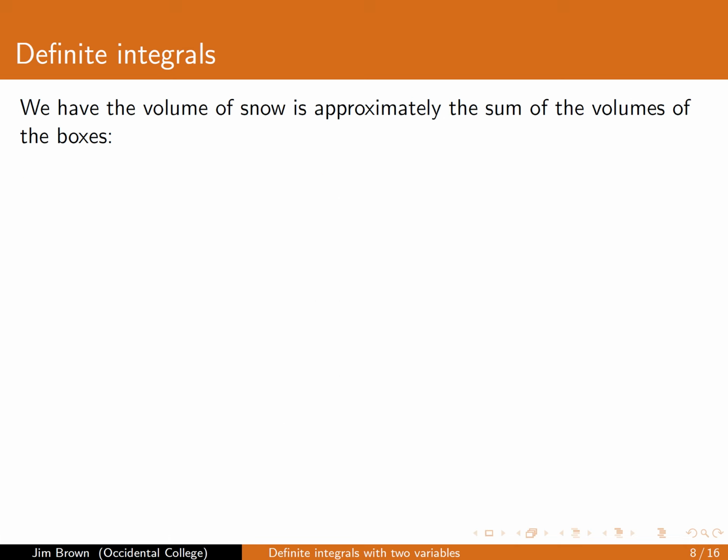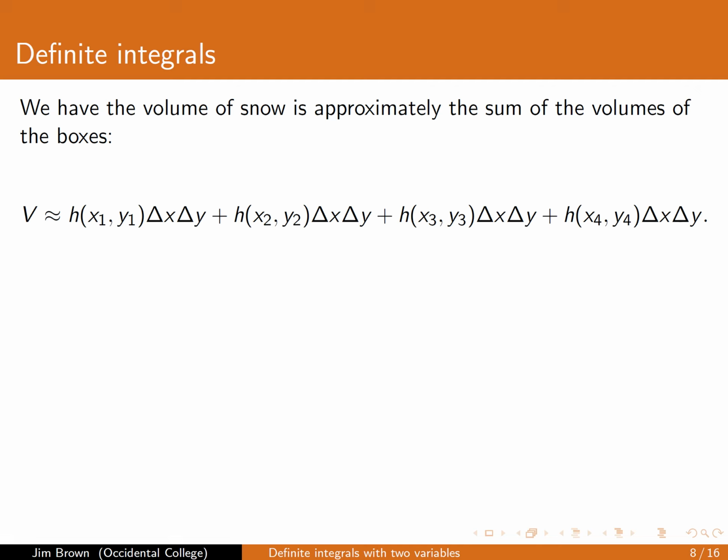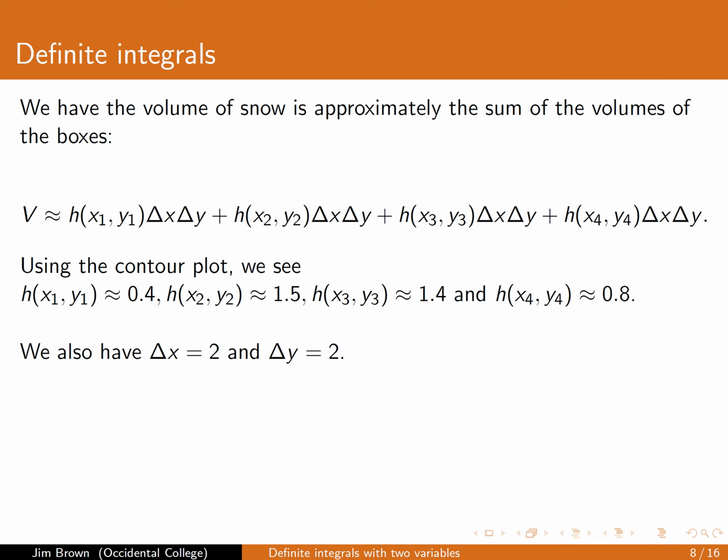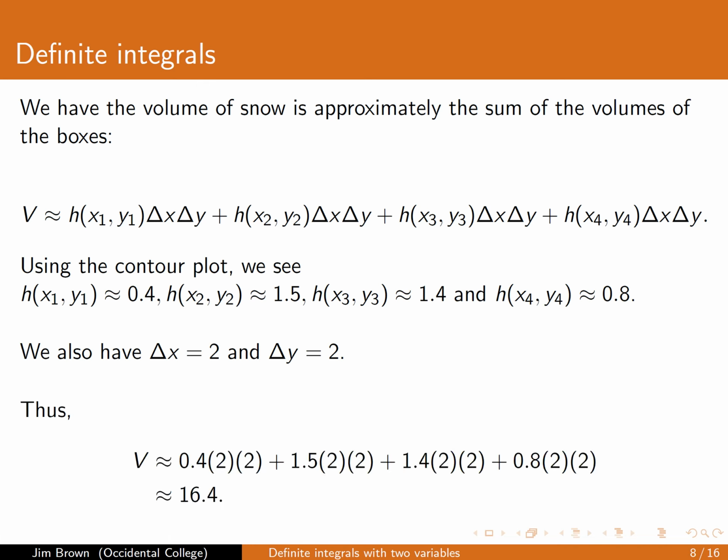The volume of the snow is approximately the sum of the volumes of the boxes. So that would be h(x1, y1) times delta x, delta y. That's our first box, and then our second, third, and fourth box. To fill this in using those contours, the base areas are 2 by 2, and then we have these different heights. We fill this in and get our approximation for the volume of about 16.4.